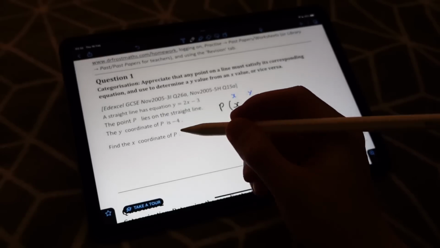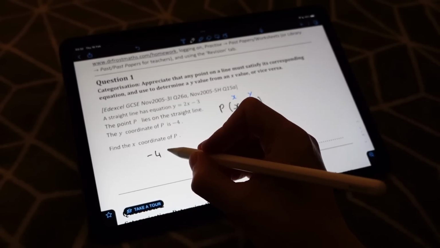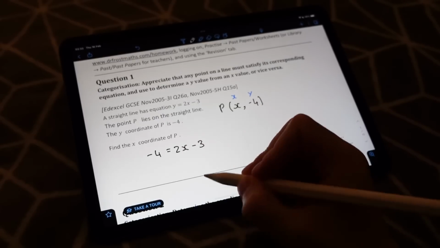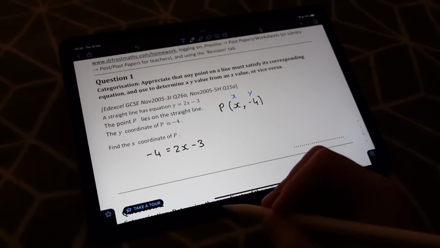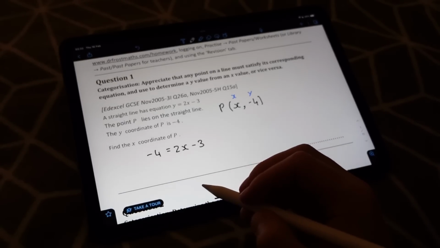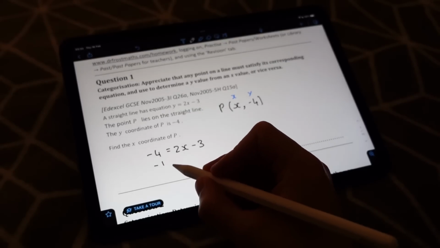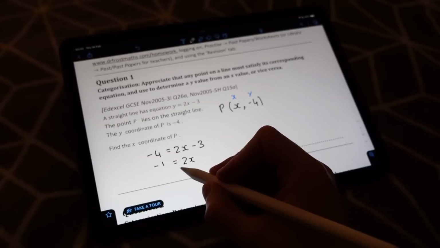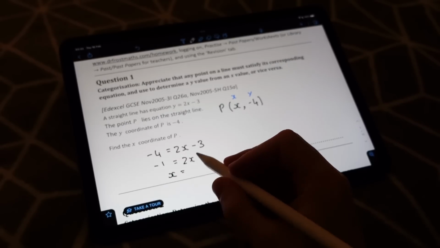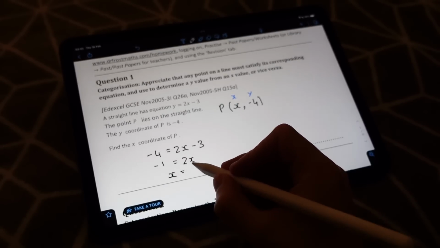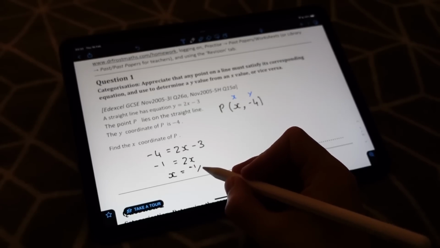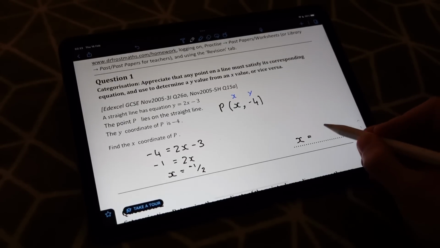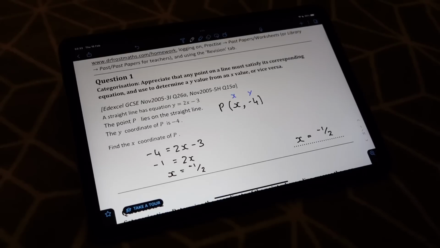Let's put it into the equation. Negative 4 is equal to 2x subtract 3. Now all we have to do is add 3 to both sides, which gives us negative 1 is equal to 2x, giving us x is equal to, well, divide both sides by 2, negative 1/2. So we would say x is equal to negative 1/2.